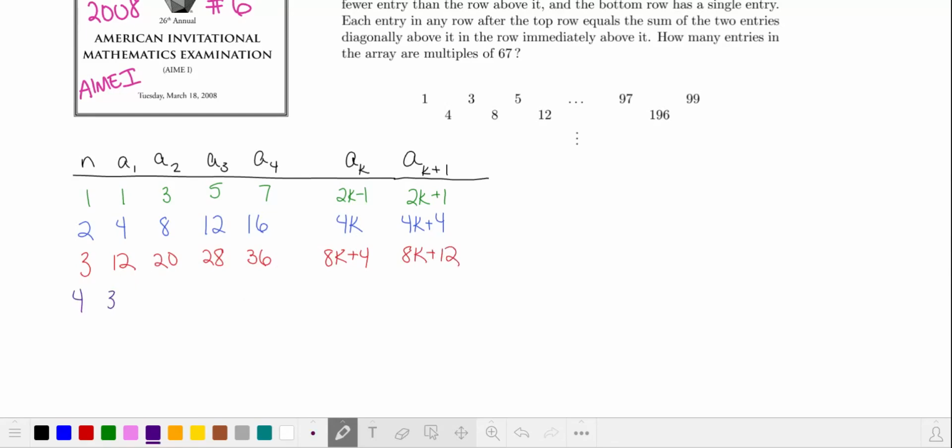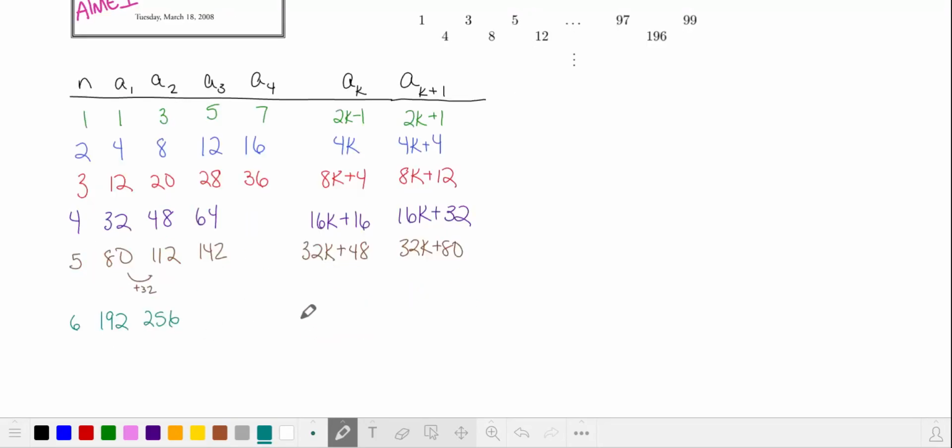In the fourth row, we have 32, 48, 64. I'm going to add these two to get 16k plus 16. Our common difference here is 16, so the next term is 16k plus 32. In the fifth row, here we have 32k plus 48, and this is our sixth row. Let's see if we can find a pattern here.